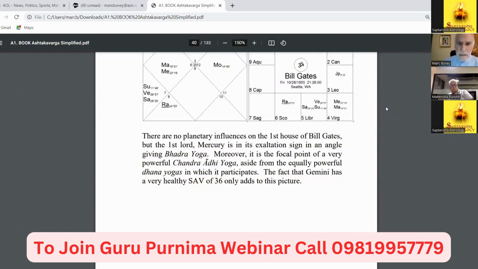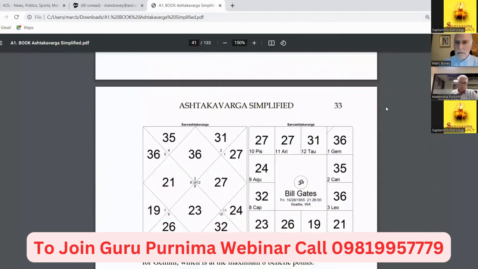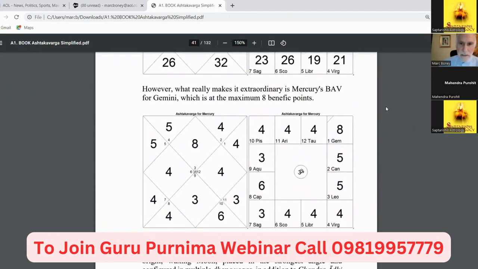But then if we see the Sarvashtakavarga for his ascendant, you can see that it's quite high at 36 total points. And if you look at the individual Bhinnashtakavarga, the individual point total for Mercury, you can see again it's quite exceptional, 8 out of 8. And this is one of the things that has contributed to him. And of course, what has it all been about? It's been information systems, information processing, computer applications. This is all Mercury to some degree. So again, from a static potential point of view, you could see that in certain ways his horoscope is quite exceptional.